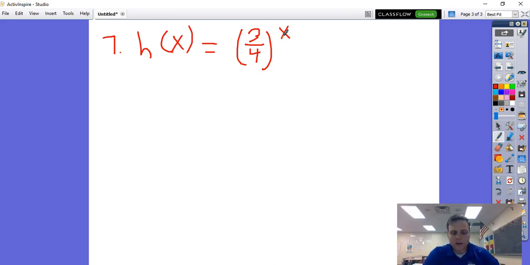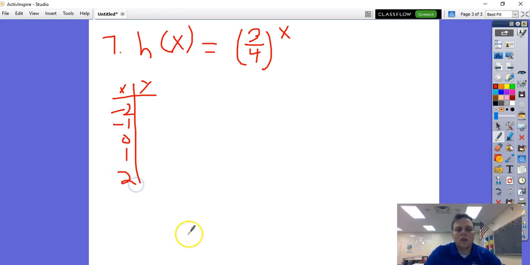It says, please read and follow all directions. Use a pencil. Find the following for the given functions. Make a table of values for x being -2, -1, 0, 1, 2. Okay, that's easy enough. x, y, -2, -1, 0, 1, 2. So let's use a calculator to figure out all these answers.